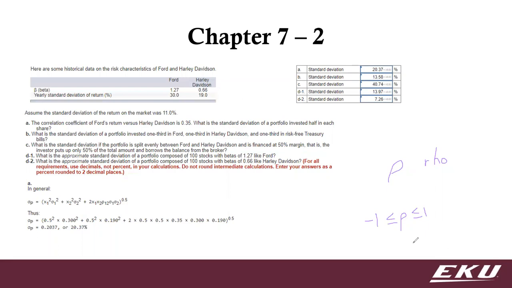And so with this piece right here, we're saying what's the relationship between Ford and Harley Davidson. So right here, the correlation coefficient, that's what this rho is, is 0.35. So that's where it ends up here. Once we put that in, we solve for what the standard deviation of our portfolio will be.